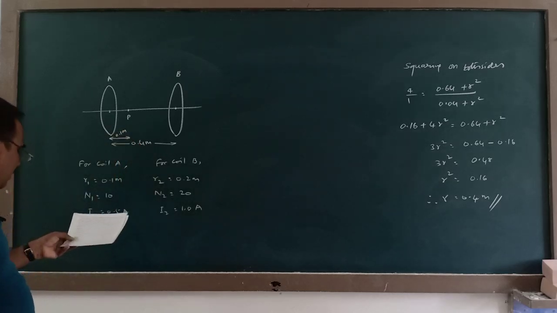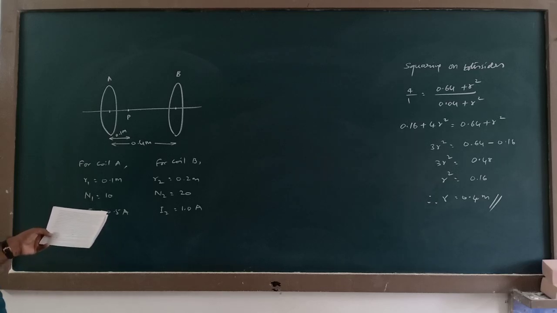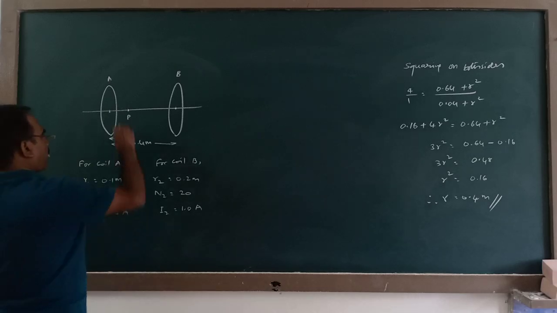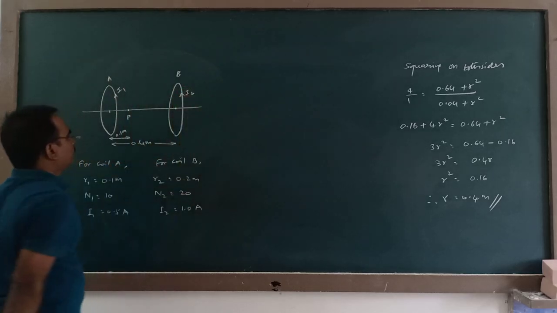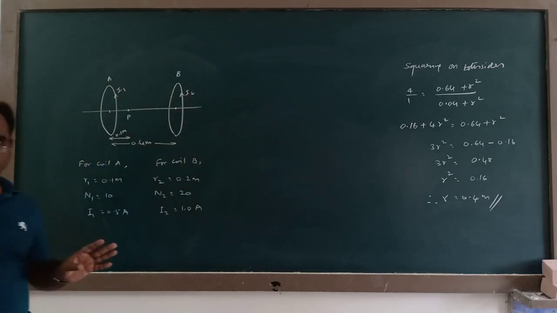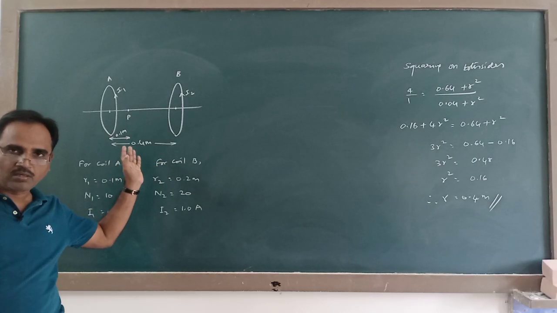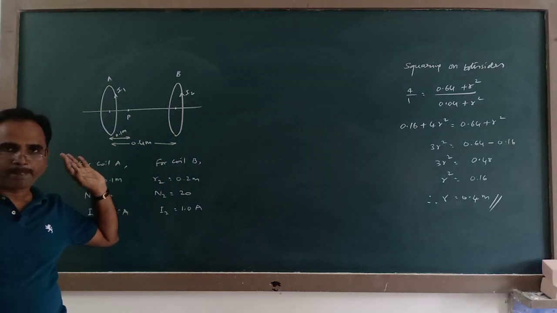So from coil A at 0.1 meter, you are asked to find the field if the direction of current in the coil C is the same and the direction of current is opposite. So here, this is the current I1 and this is the current I2. First you calculate the magnitude of magnetic field at P due to I1 as well as I2. You find B1 and B2.